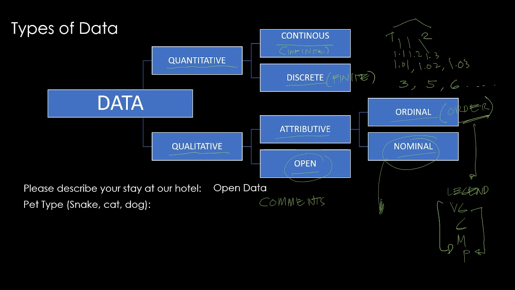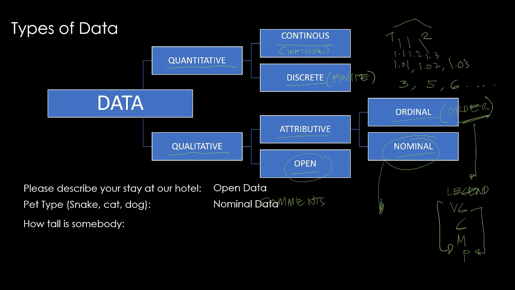Next, for this one, the pet type: snake, cat, and dog. What is this type of data? This is nominal. Okay, because this doesn't have an order. So it is attributive and it does not have an order. Therefore, it is a nominal type of data.